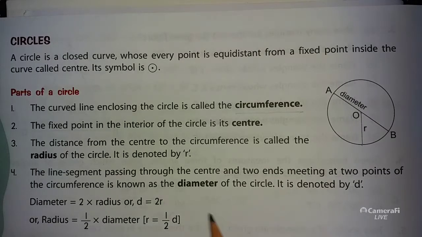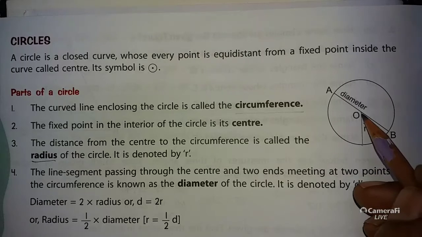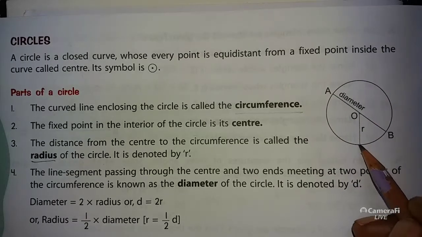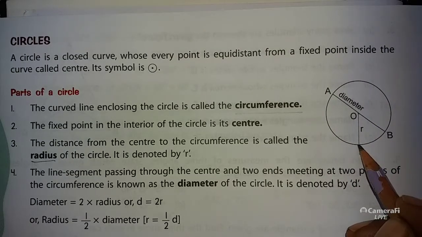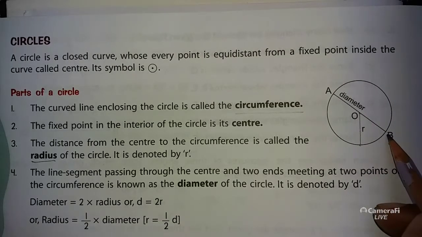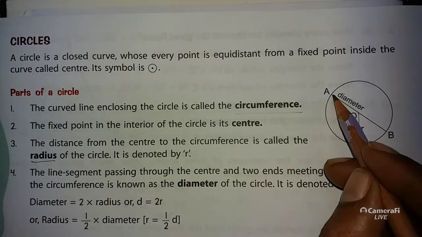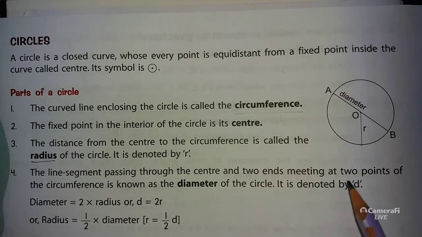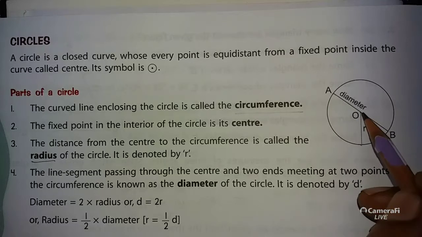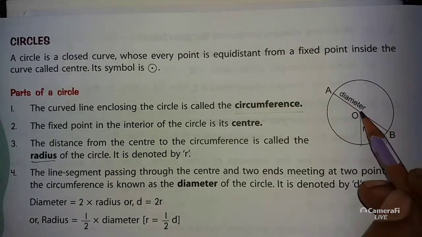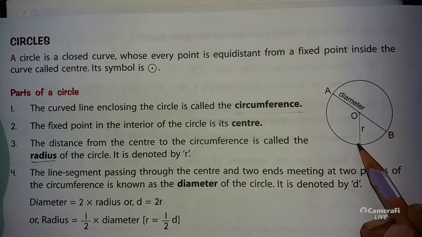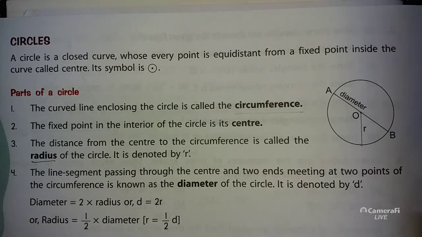Next is radius. What is radius? The distance from the center to any point on the circle is a radius. Here OB is a radius, also OA is a radius. So the distance from any point on the circle to the center, this distance or this distance or this distance, these are all radii.